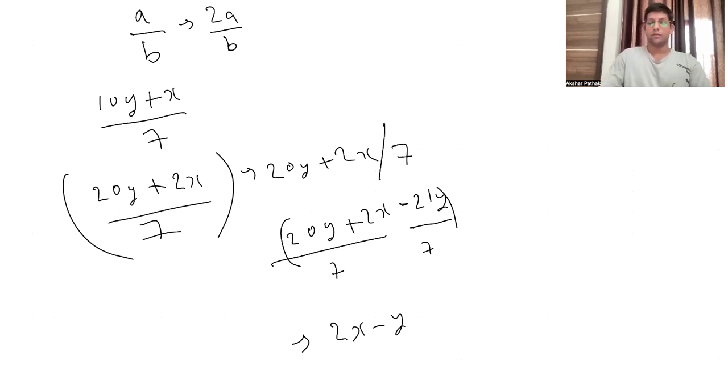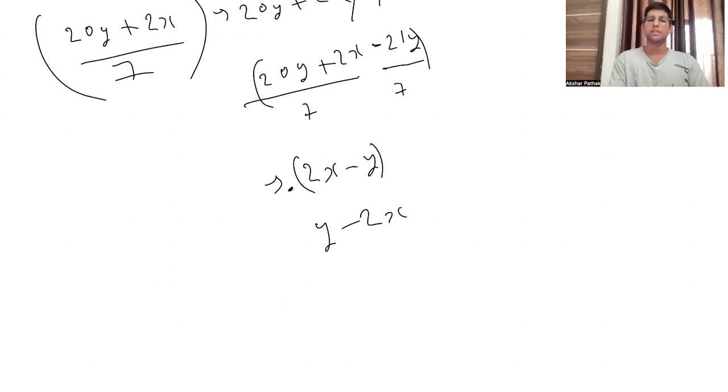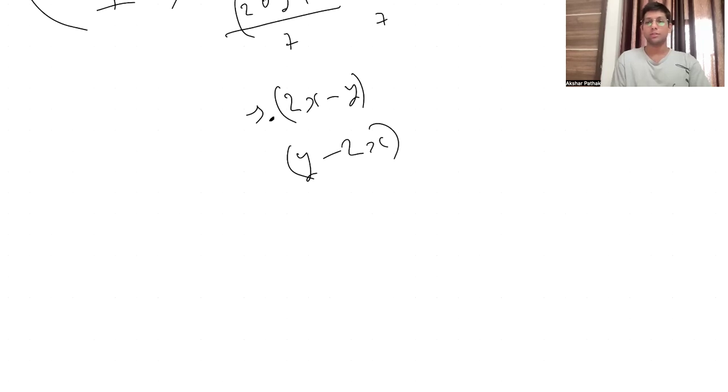Now, if 2x minus y is divisible by 7, you can also write that y minus 2x is divisible by 7. Of course, it's true. If 14 is divisible by 7, minus 14 is also divisible by 7. So I just negated this number. 2x minus y is divisible by 7, so minus of 2x minus y is also divisible by 7. It means that y minus 2x is also divisible by 7. Now the question is solved.